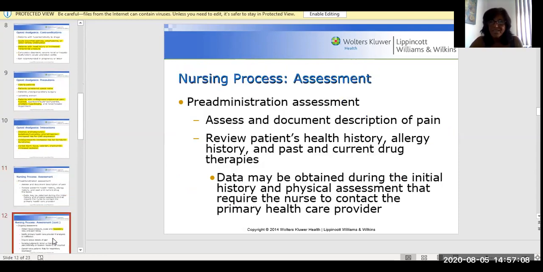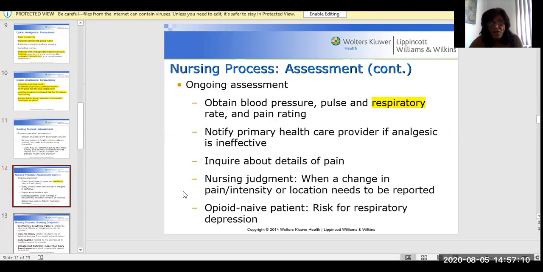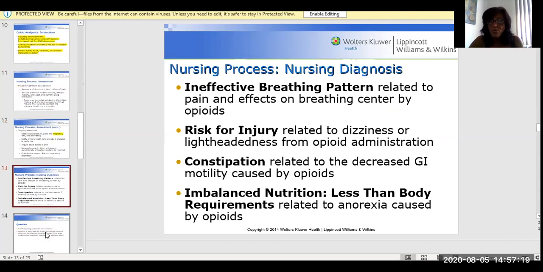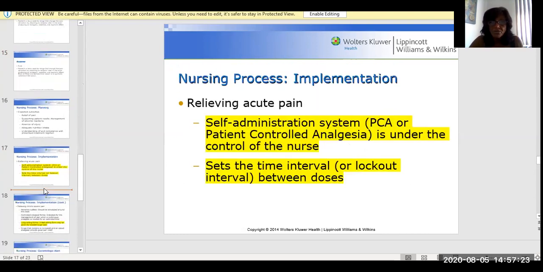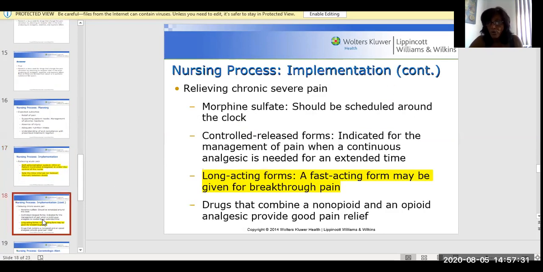So when you see these other pages, right? Ongoing assessment, vital signs, but respiratory rate, see how that one's highlighted? If you just focus on the things that I have highlighted, you shouldn't have any issues, right? When I talk about the PCA pump, and how it works so that they can't overdose, I talk about that in the video, right?